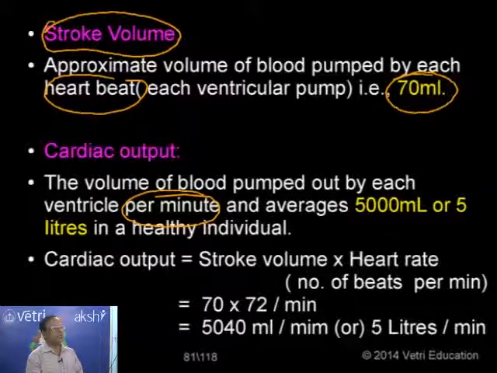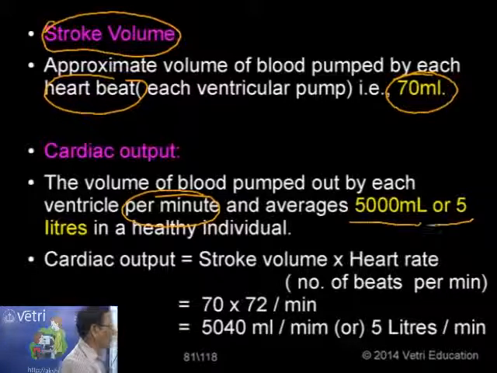And that is why, what is the volume of blood pumped in the body? That is equal to 1 cardiac output. So the volume of blood formed in the body is equal to the volume of blood that is pumped out during each minute. That is nothing but the cardiac output. So we can say it is about 5,000 ml or 5 liters.